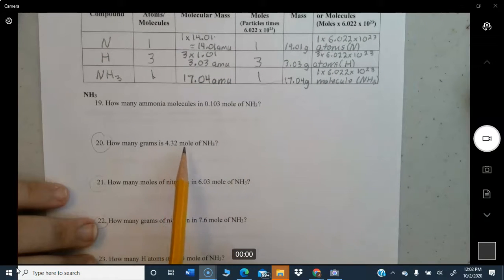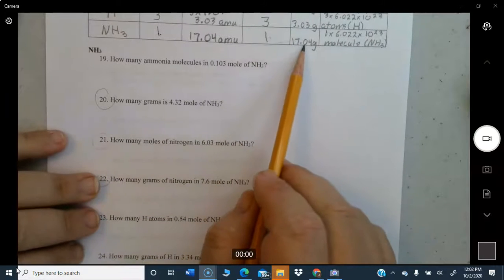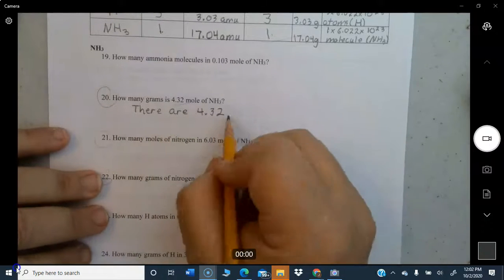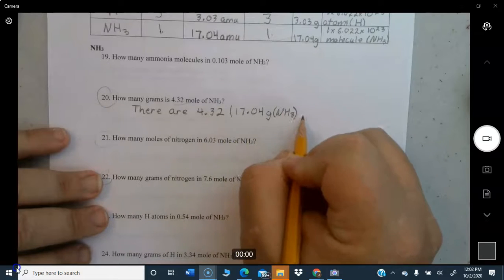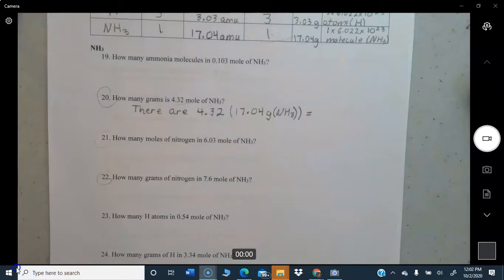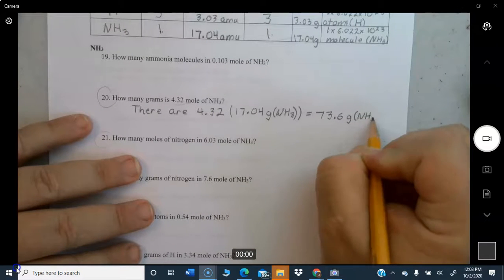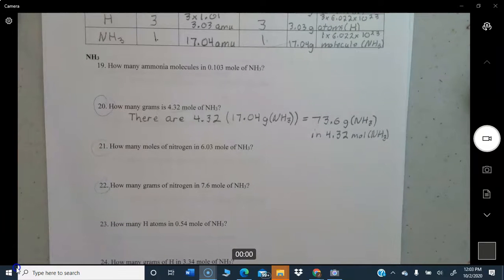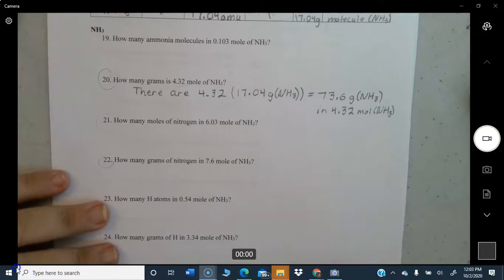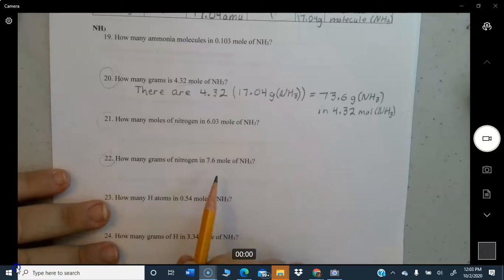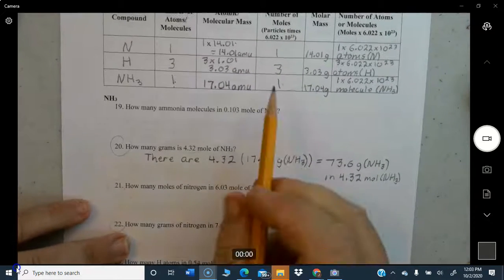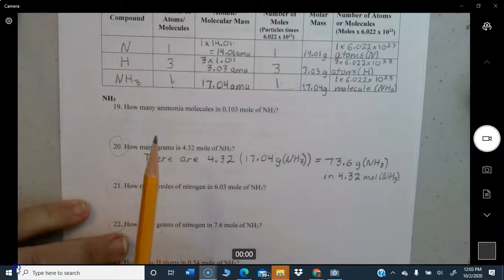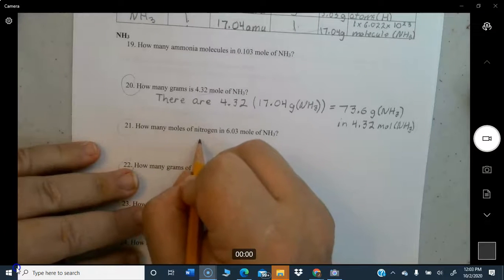Okay, how many grams is 4.32 moles of NH3? So 1 mole of NH3 is 17.04 grams, so that many would be multiplied by that. Okay, so there's 73.6 grams of NH3 in 4.32 moles of NH3. All right, how many moles of nitrogen in 6.03 moles of NH3? That's a pretty easy one. There's 1 mole of nitrogen for every 1 mole of NH3. So if you want 6.03 moles of NH3, you need 6.03 moles of nitrogen. 1-to-1 correspondence, okay? I'll just write that one.